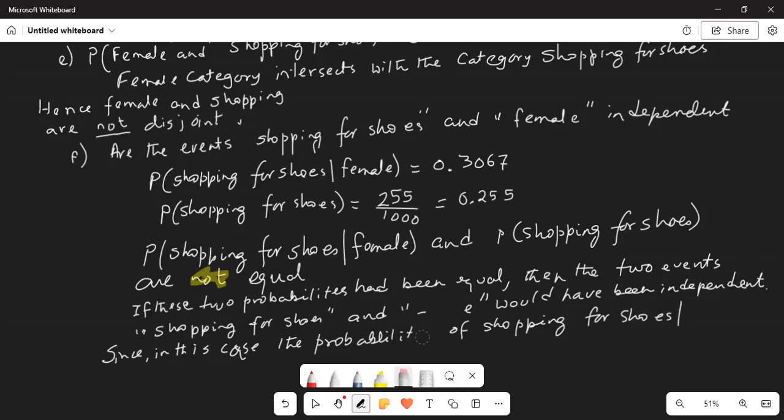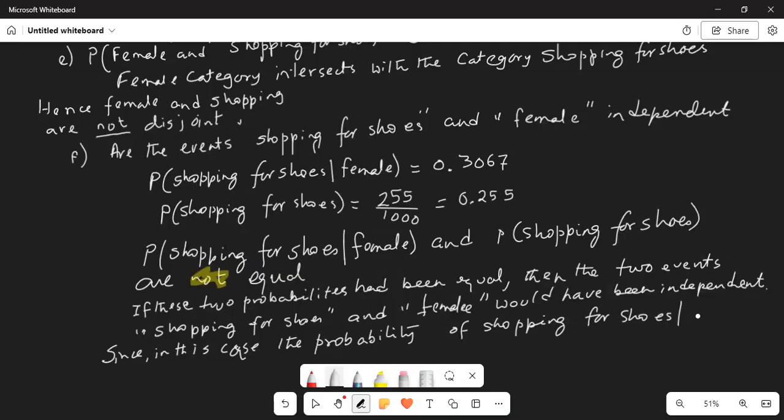Probability, my spelling is wrong. Probability, so probability and female. If the two probabilities had been equal, then the two events, shopping for shoes and female, would have been independent.